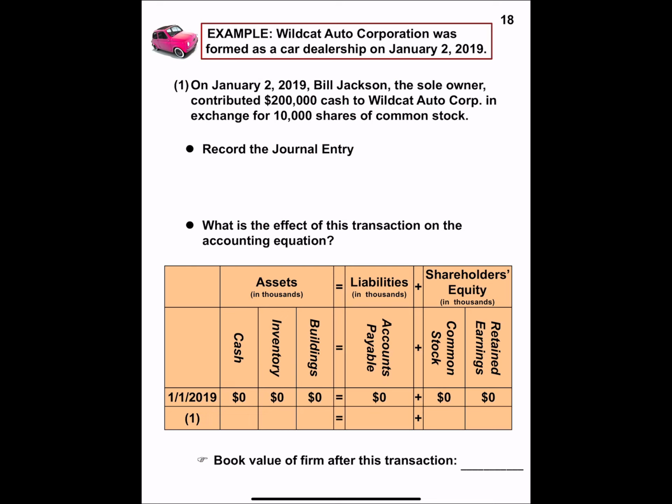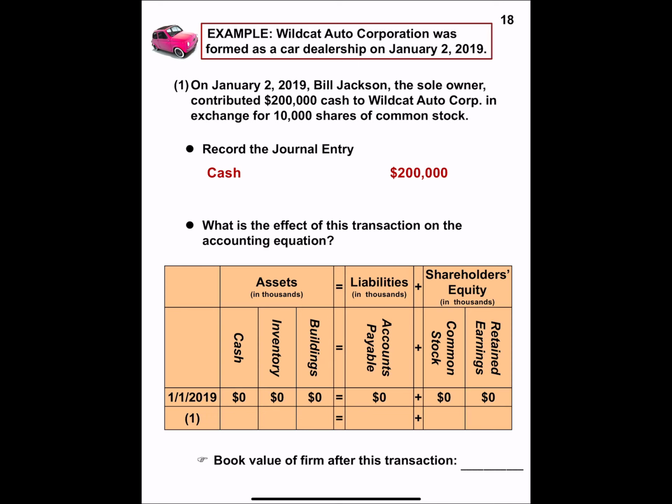So let's think about the journal entry. As I said before, to me, if cash is involved, that's always the easiest one to think about. Now Bill Jackson, the person, is a separate entity from Wildcat Auto. Wildcat Auto is the one getting $200,000 cash. So what's happening in cash? Cash is going up $200,000. How do we record an increase in cash? We do that with a debit entry. So we would debit cash $200,000.